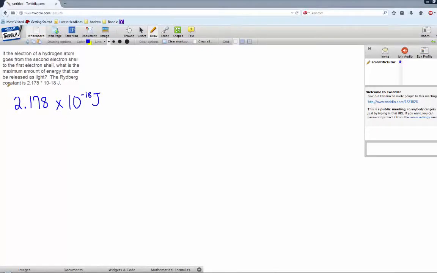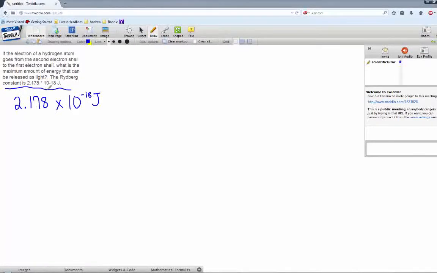Here we're going to solve the problem that I've copied and pasted from my website. If the electron of a hydrogen atom goes from the second electron shell to the first electron shell, what is the maximum amount of energy that can be released as light? The Rydberg constant is 2.178 times 10 to the negative 8 joules.